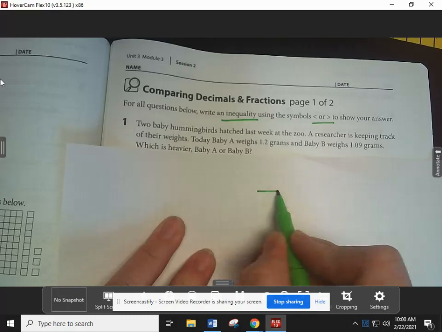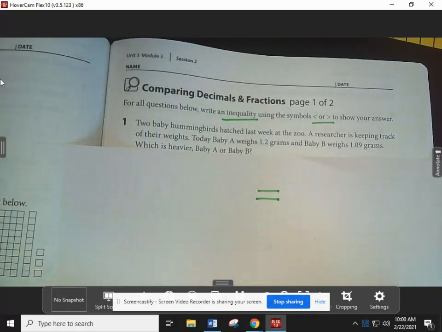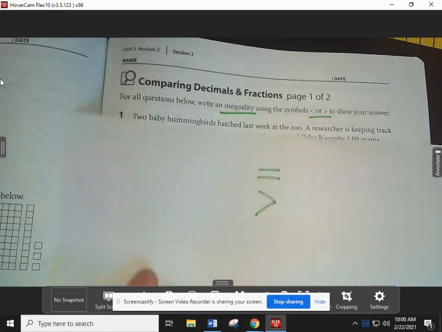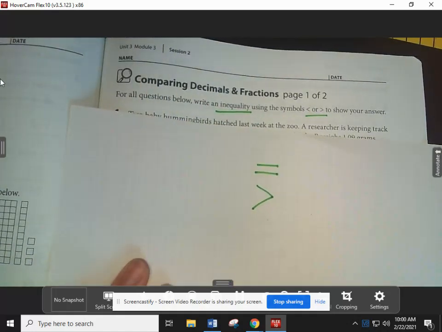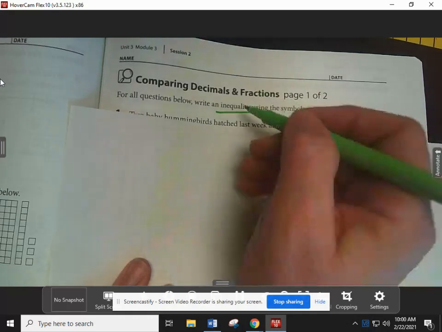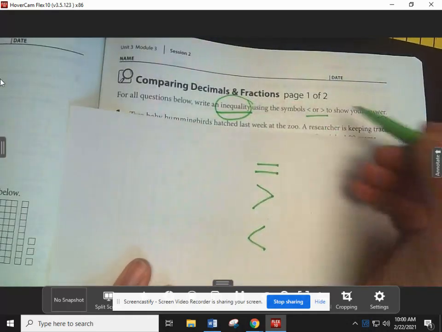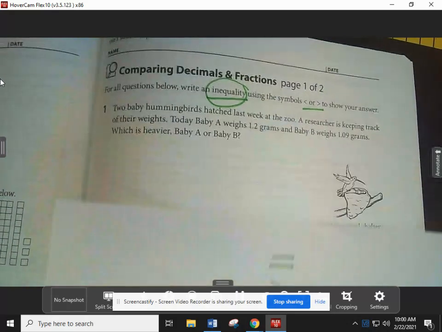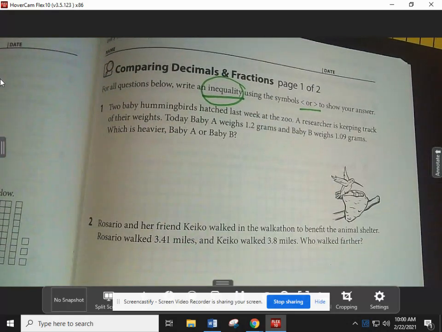When something is equal, you use this kind of a symbol. If I use this type of a symbol, are both sides going to be equal? If I use this kind of a symbol, are both sides going to be equal? No. Okay, so it's telling us that we have to write an inequality. Are we having any equal signs anywhere? No, so that means one side's going to be bigger and one side's going to be smaller.